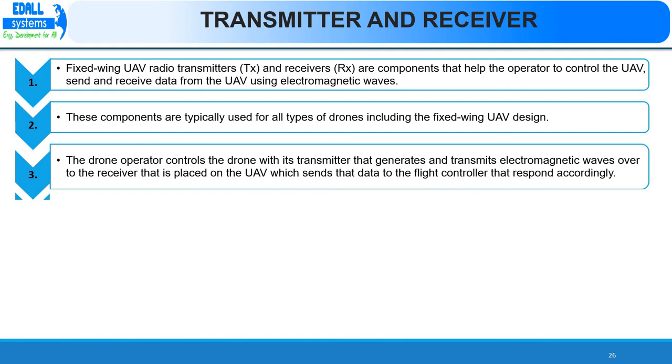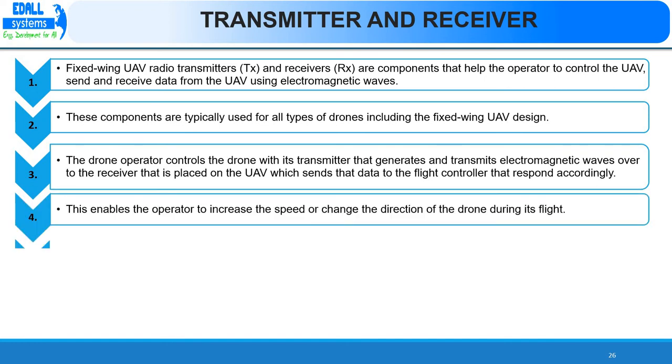The drone operator controls the drone with transmitter that generates and transmits electromagnetic waves to the receiver that is placed on the UAV. The receiver then sends the received data to the UAV flight controller that responds accordingly. This helps the operator to increase the speed or change the direction of the drone during its flight.